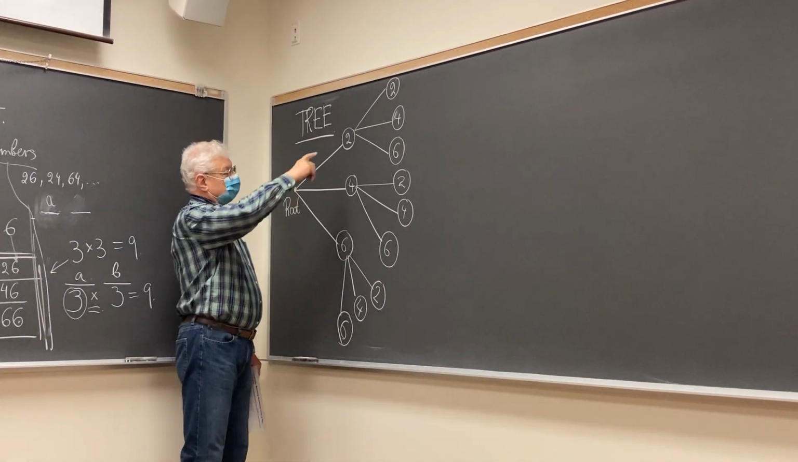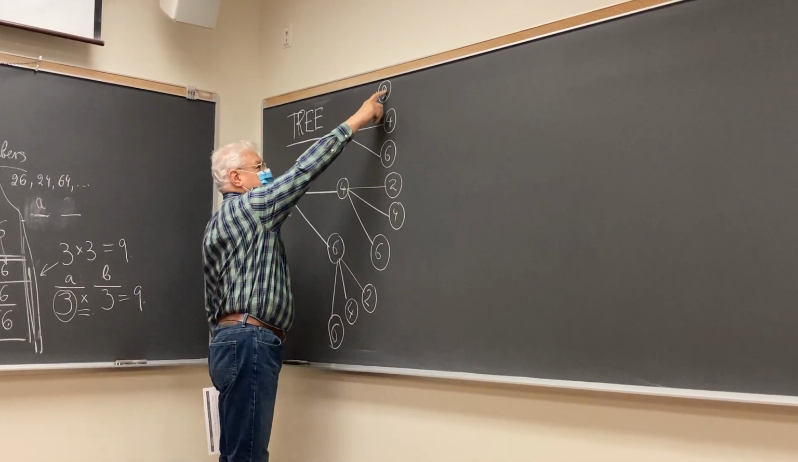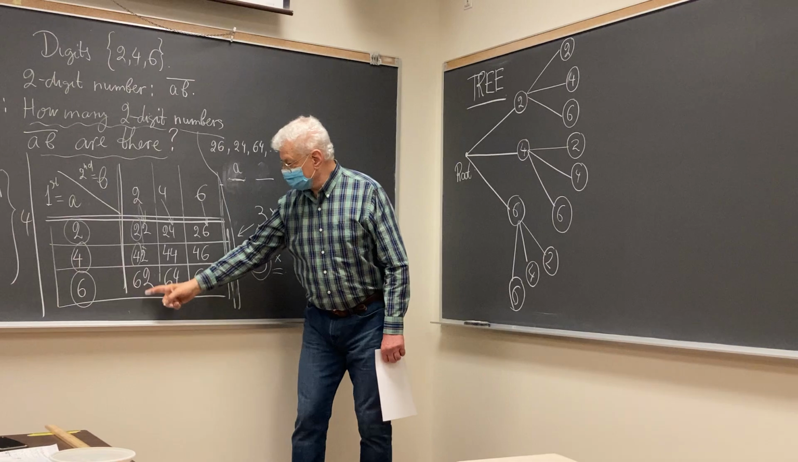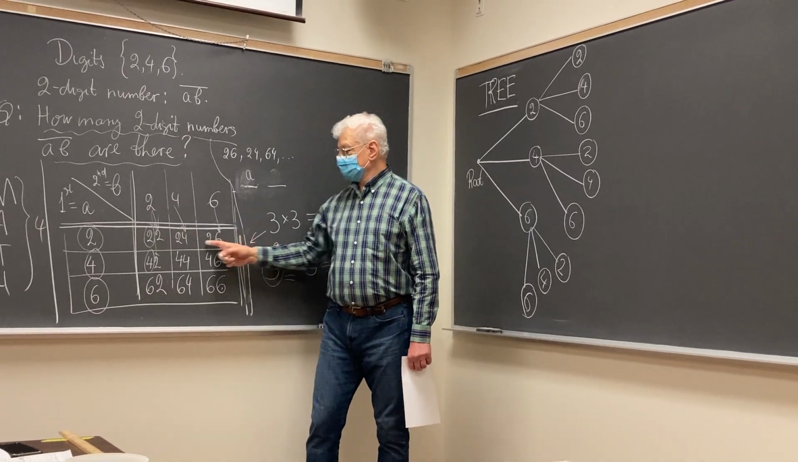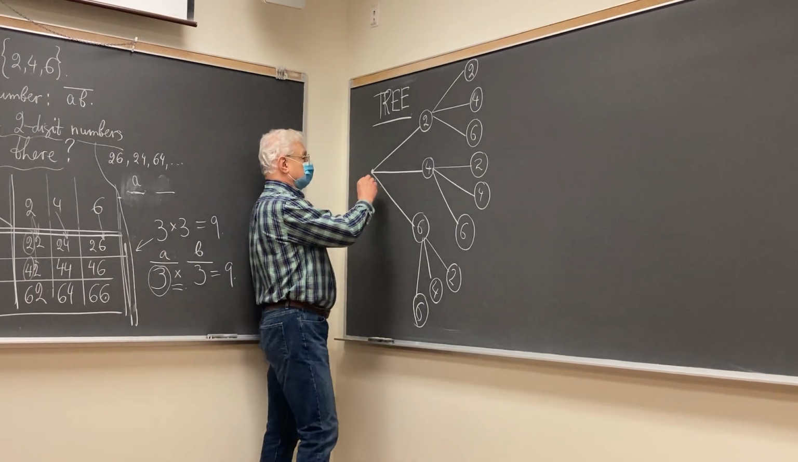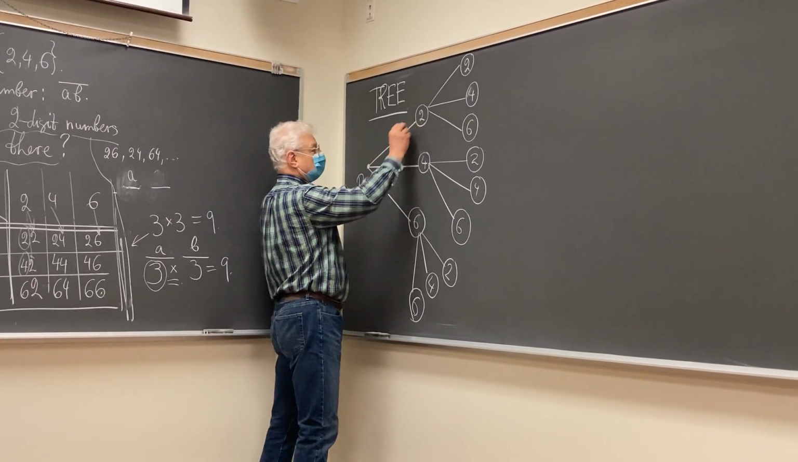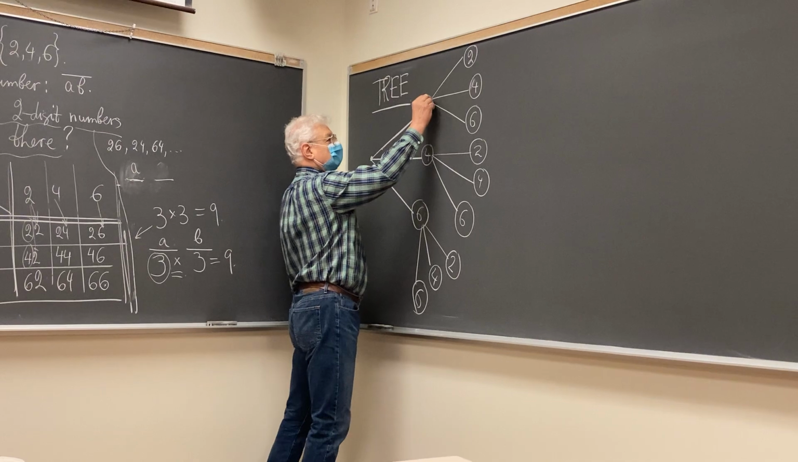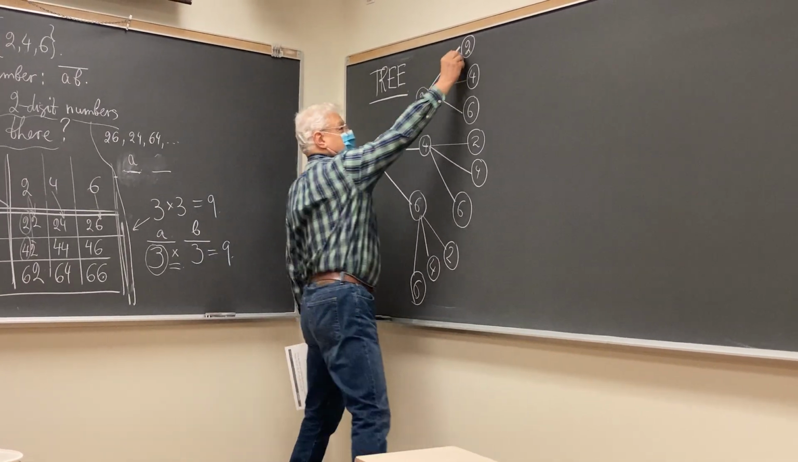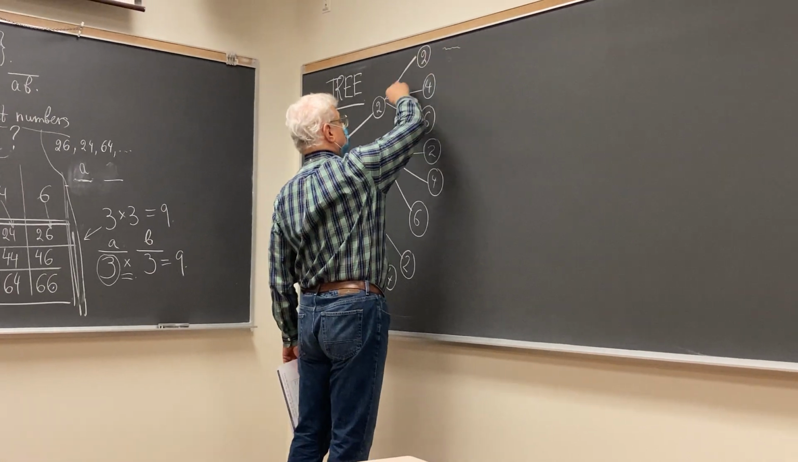For example, if the first digit is 2, the next digit could give 22, 24, 26, and all of them are shown in the first row of the table. And by the way, let's look, what is 22? If we start with the root and go along the first path of the tree, you will have 22. So this one gives you 22.